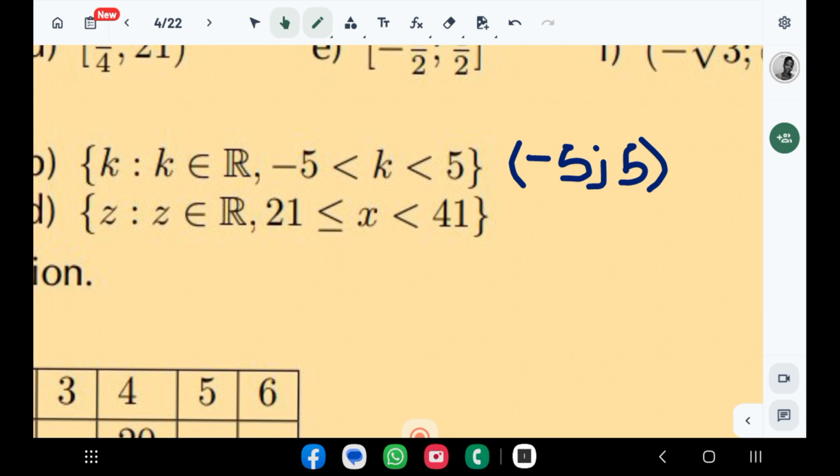Last one, z maps, z is an element of real numbers such that x is between 21 and 41, not including 41 but including 21. So we have a square bracket on 21, and then 41 has a round bracket. And that is how you change from set notation to interval notation. Easy peasy so far.